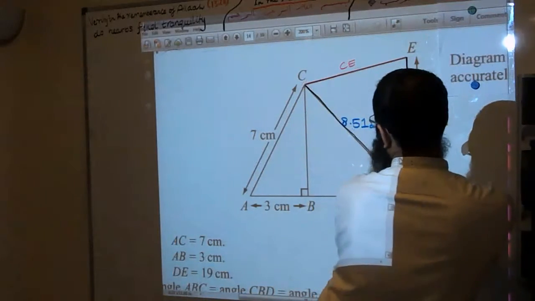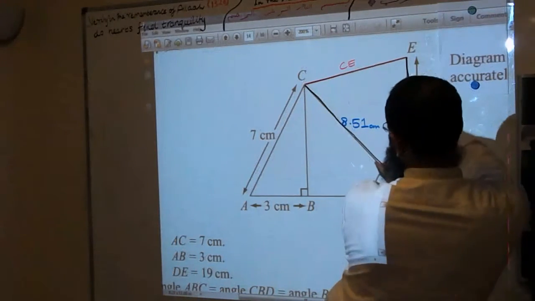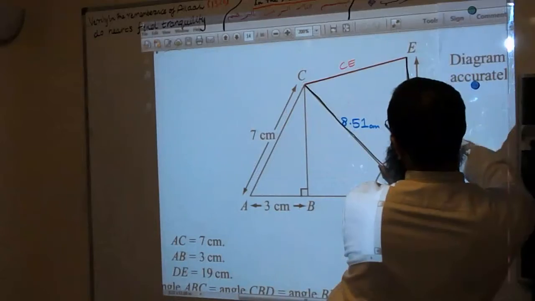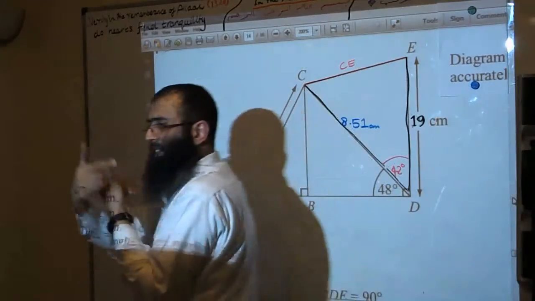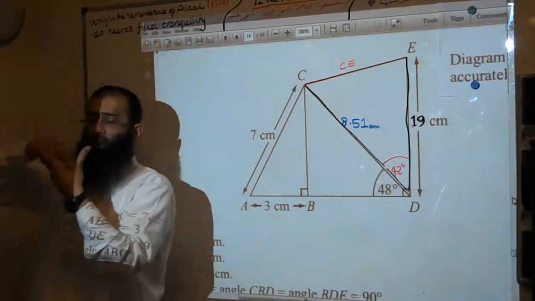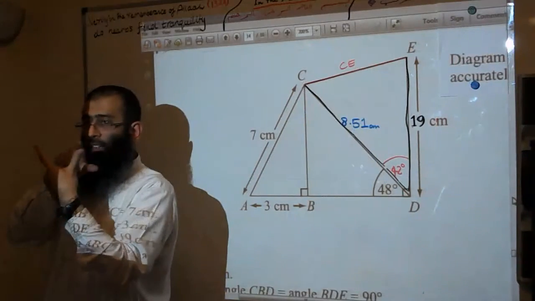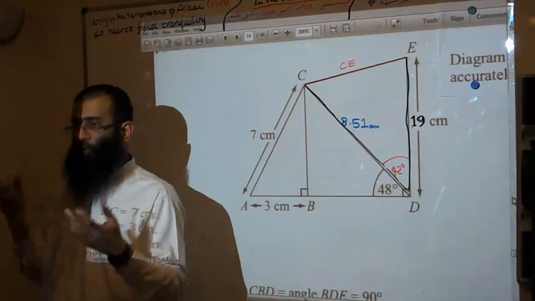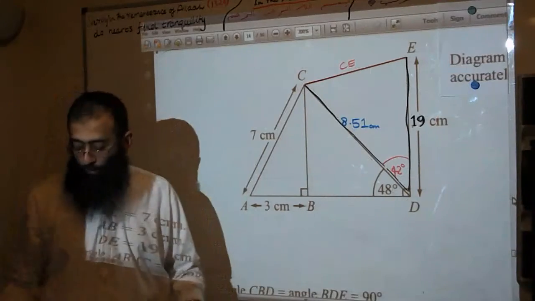Do we know this length here? Yes. Do we know the angle in the middle? Yes. Do we know this length here? Yes. So if you know everything in that L, this length, the angle, and that length, you've got to work out the opposite side. What do we use? Cosine rule. That's an indication of what we're going to be using.